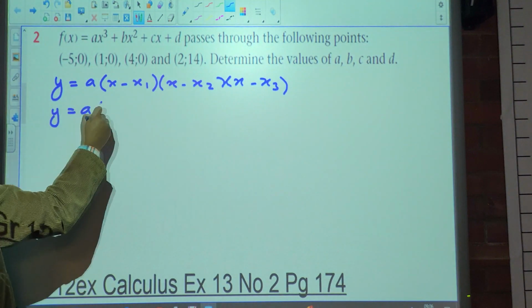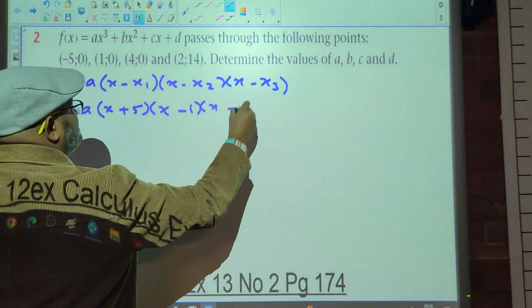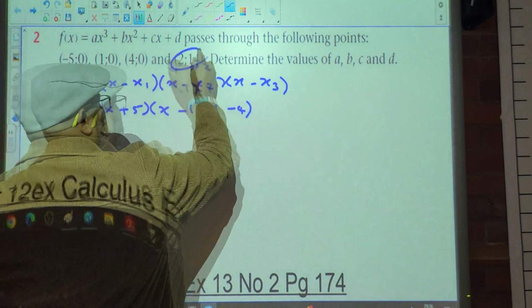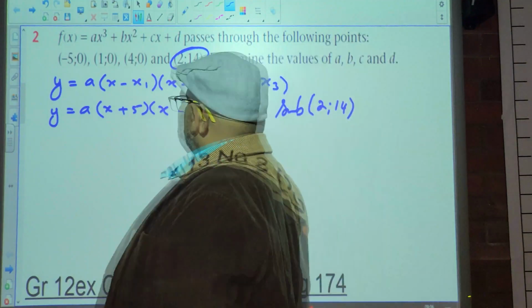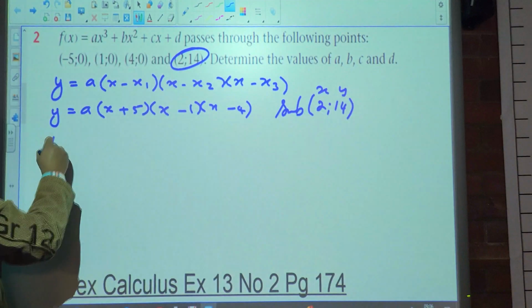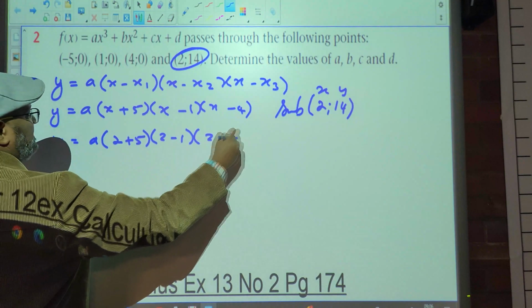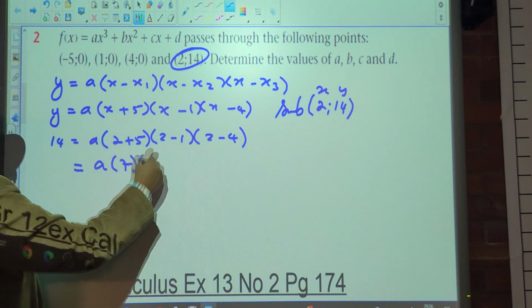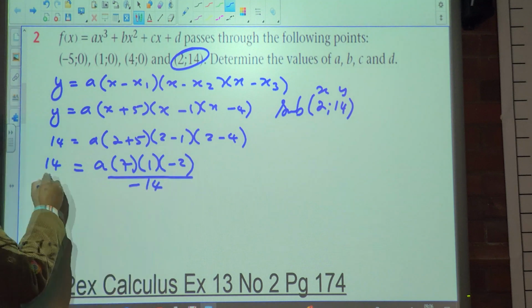Alright, so we go y is equal to a into x minus minus 5, which becomes plus 5, x minus 1, and x minus 4. So how do I solve for a? Substitute the other point lying on this curve, which is 2 and 14. This is an x and a y. So 14 is equal to a into 2 plus 5, 2 minus 1, and 2 minus 4, which now gives me a times 7, 1 and negative 2. You all agree with that? What is 7 times negative 2? Negative 14. Divide by negative 14 on both sides.